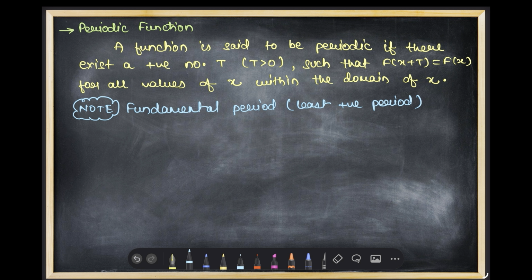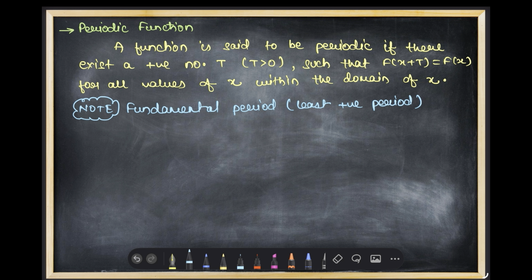There exist infinite periods, that is true. Among them there will be a least value of t. That least value of t will be called the fundamental period. So from now onwards, if they ask you to find out the period, it should be understood that they are talking about the fundamental period only.